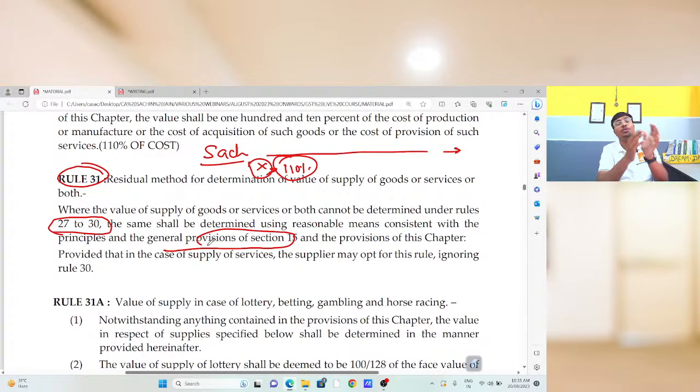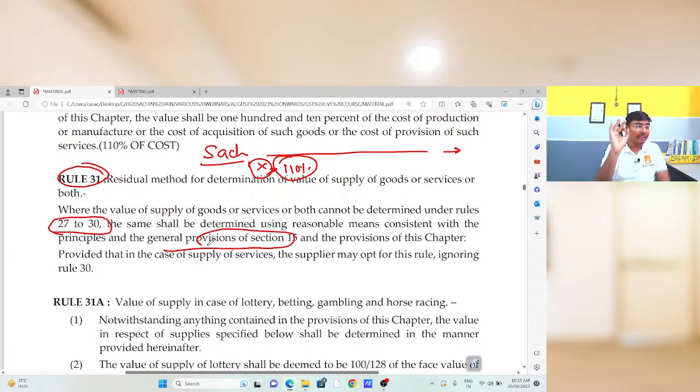If the situation does not fall under the normal cases, in that case we have rule number 27, 28, 29, and 30 is the master key, in which we are saying that we are not able to decide from the previous rules. In that case 10% of the cost will be the value of supply, and rule number 31 is saying that if you are not able to decide from all those previous rules, in that case you need to decide the value from the provisions of section number 15 of the CGST Act. That is what it is.